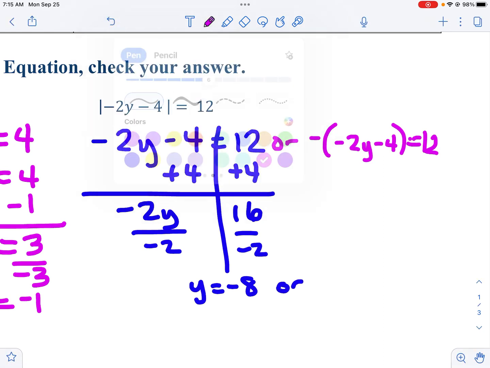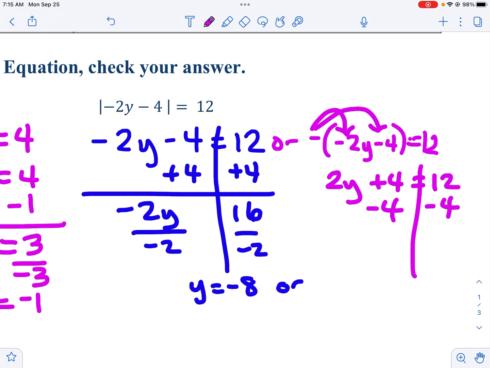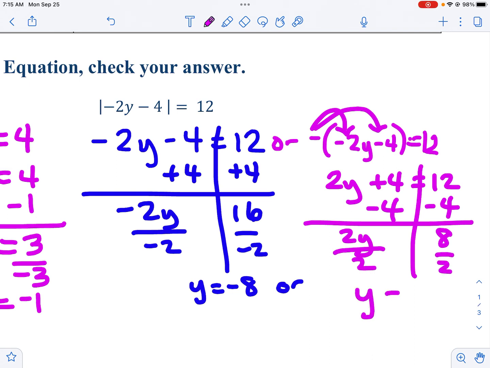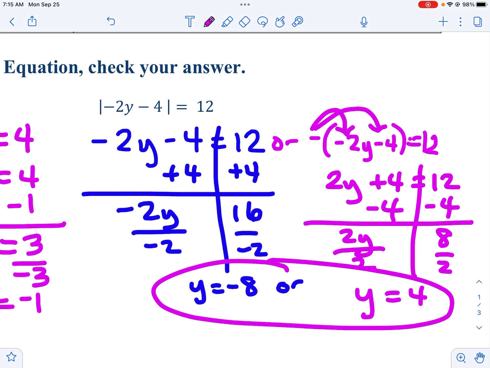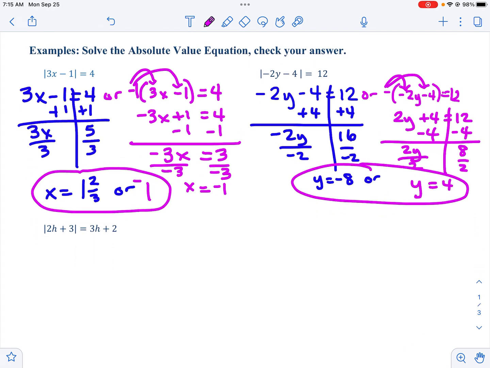Or now we do the negative side. So again, I'm going to distribute the negative sign. A negative and a negative makes it a positive. Another negative and another negative make it a positive. And now it's a two-step, so we'll go ahead and subtract 4. Divide by 2. And we get y equals 4. So here are our two solutions: y equals negative 8 or y equals positive 4. Both of those would make a positive 12 solution.